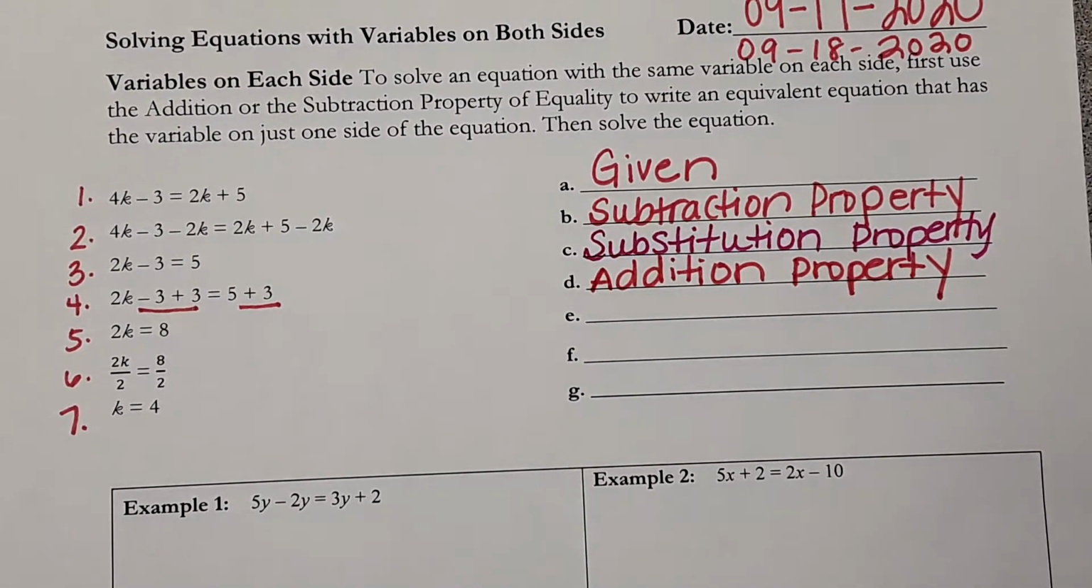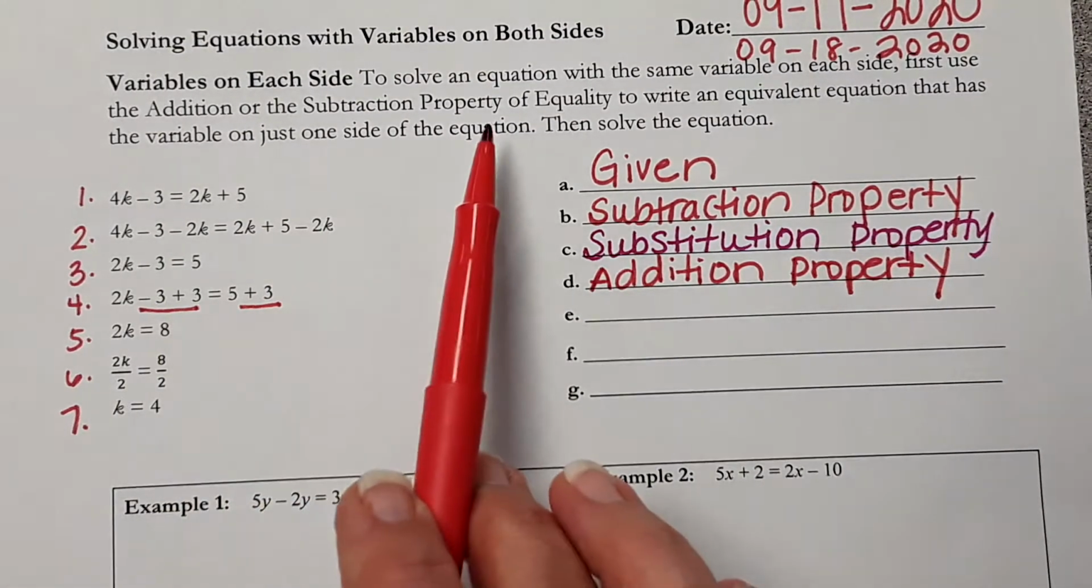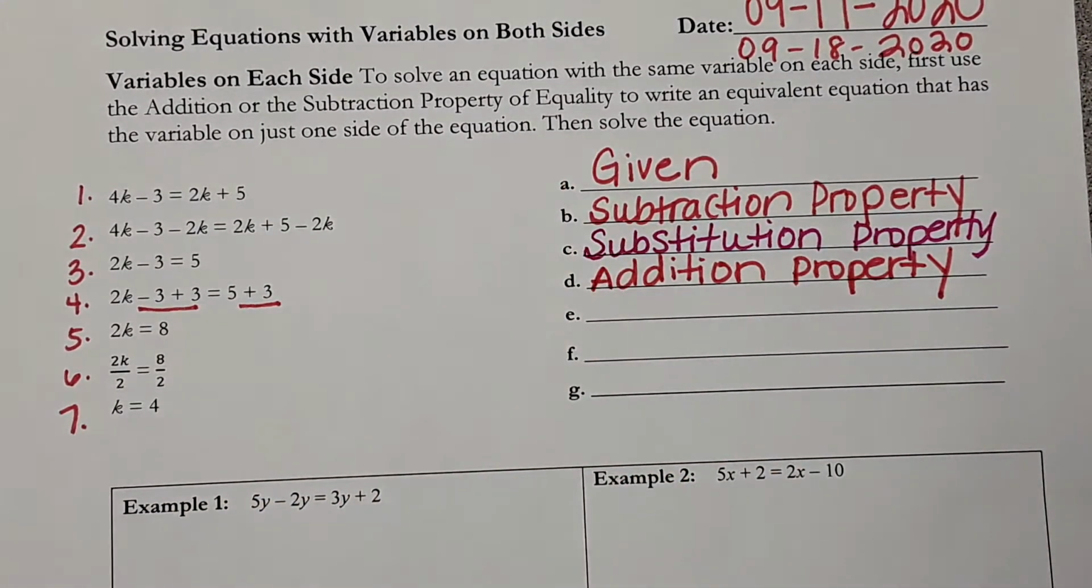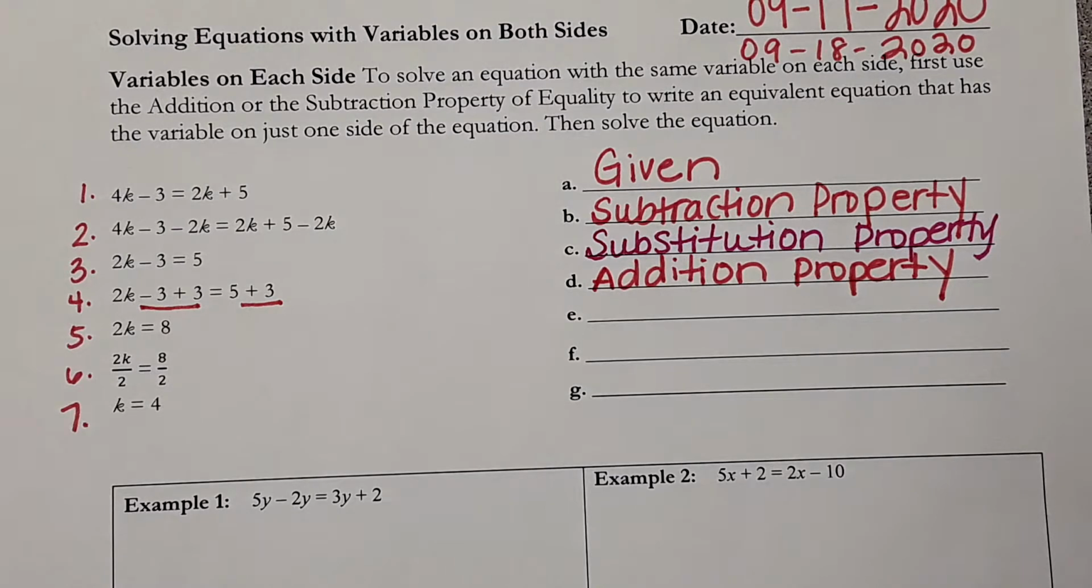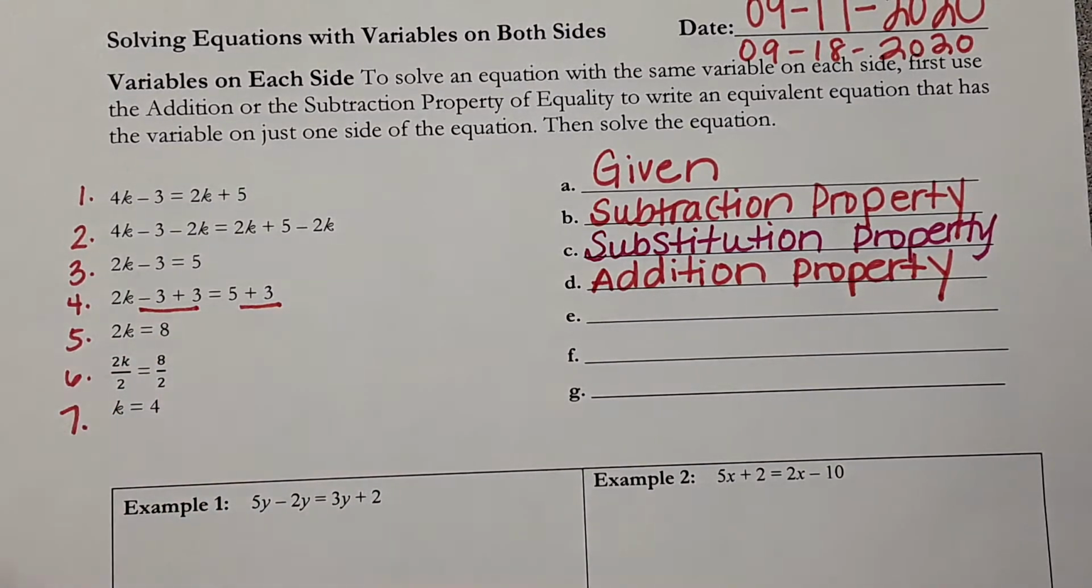A lot of times you're going to see the addition property of equality, which you can see up here. It says the addition or subtraction property of equality. You guys, there's a multiplication property and a division property. It just means that what you're doing to one side of the equal sign, you're doing to the other. Okay, now, what did I do from step 4 to step 5?